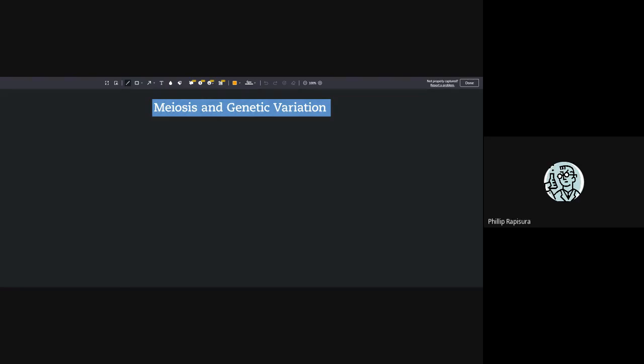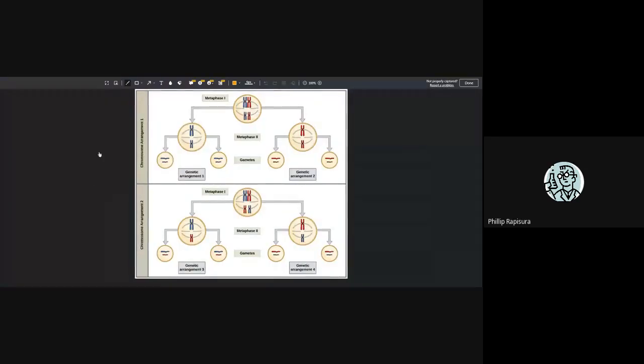So the first thing that I want to show you is a picture of independent assortment. Like I said, it looks like a complicated diagram, but it really isn't. So here I have my chromosomes. I have my homologous pairs here.